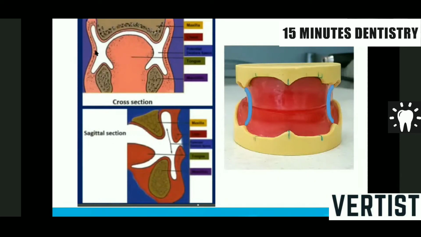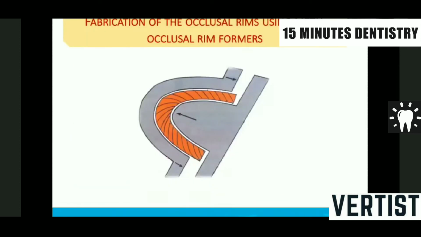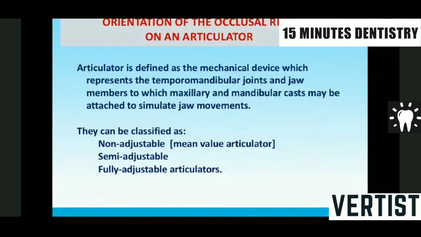So now the white portion what you see here is called the potential denture space. The potential denture space means the space which is occupied between the tongue and the buccinator muscle in the posterior, and the tongue and the orbicularis muscle in the anterior. So this buccinator muscle has to rest on the buccal surface of the occlusal rim, or in turn the denture. So you have to make the buccal surface concave. That is the reason why the curved end of the wax knife is used to make the buccal surface concave. The other technique is fabrication of occlusal rim using metal occlusal rim formers, which we don't use often. So now the occlusal rims are ready.